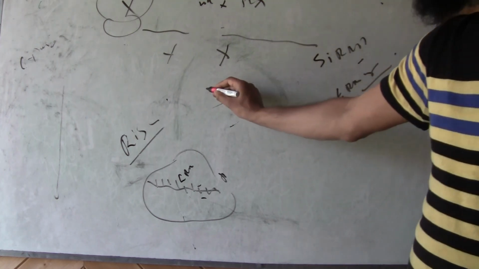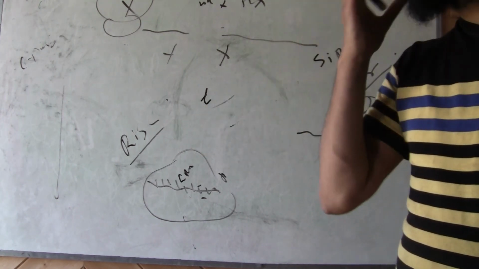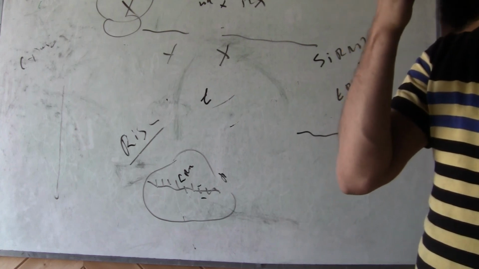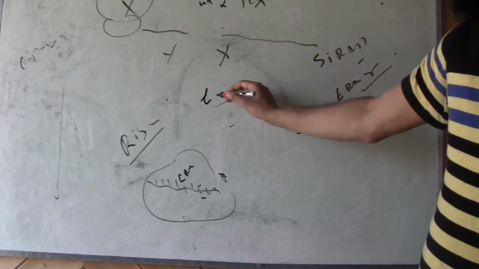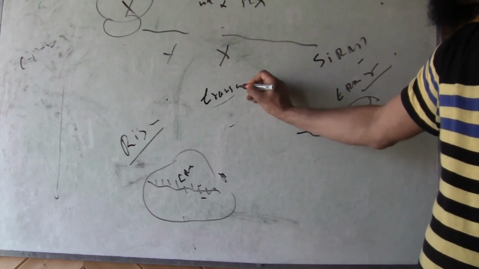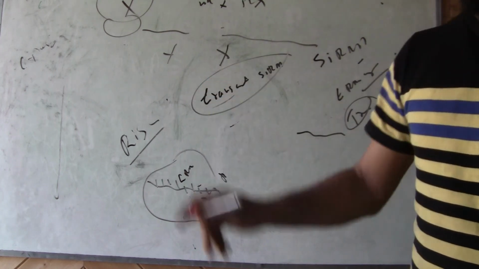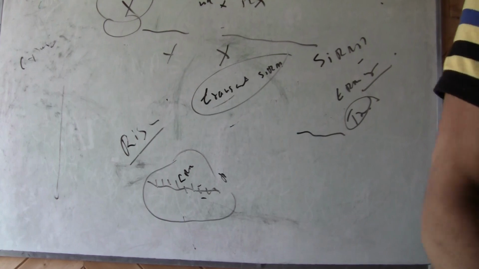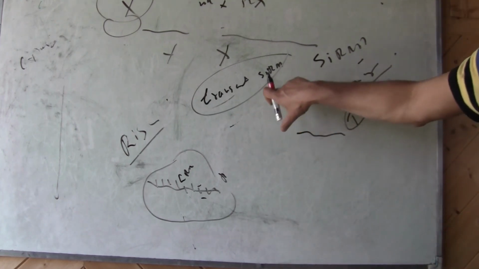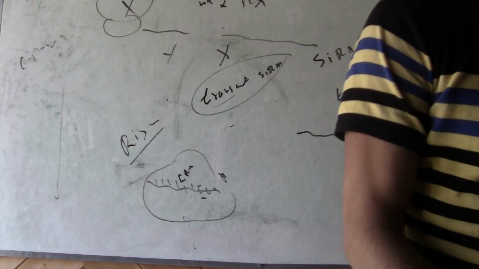But there are siRNAs that inhibit transcription or bring about gene silencing. They are called trans-acting siRNAs. These are the siRNAs that can act on genes other than the genes that produce them.